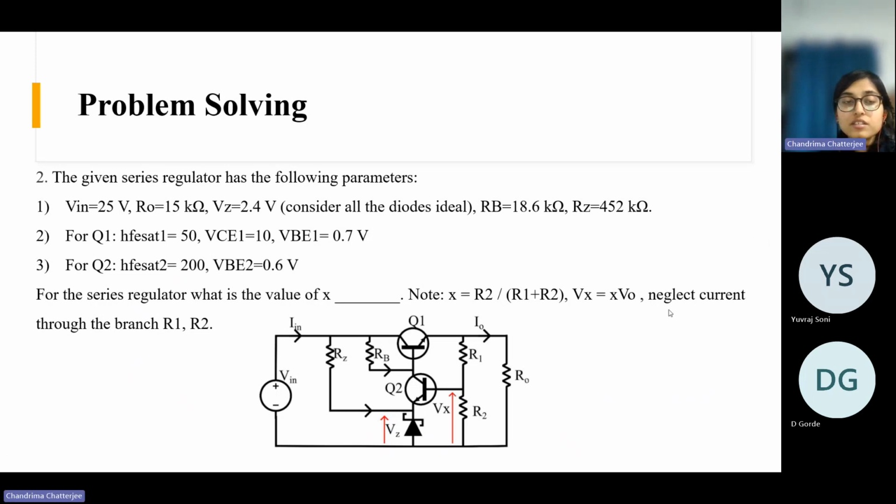Let's see the next question. So the given series regulator has the following parameters. So they have given the input voltage, the load resistance value, the Zener voltage value here, and all these resistor values. The parameters of Q1 are given. The parameters for Q2 are given. So, for the series regulator, what is the value of X? X is defined as this attenuation ratio, R2 by R1 plus R2. So this value you need to calculate. Okay.